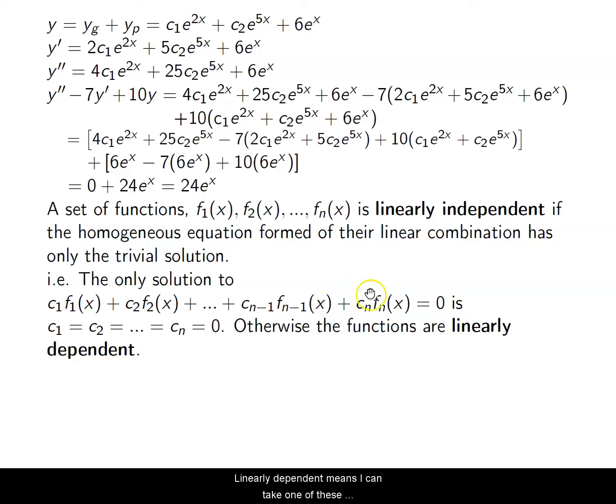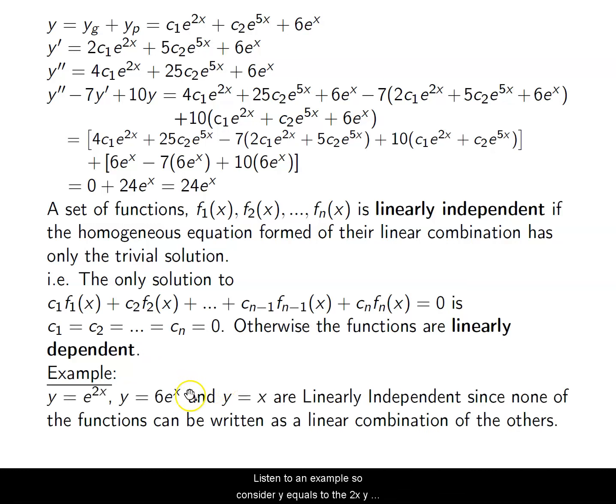Linearly dependent means I can take one of these functions and move it to the other side of the equation. That means that any of these functions can be rewritten as a linear combination of all of the other functions. That's what it means to be linearly dependent. It's very, very important to know when something is linearly dependent and linearly independent.